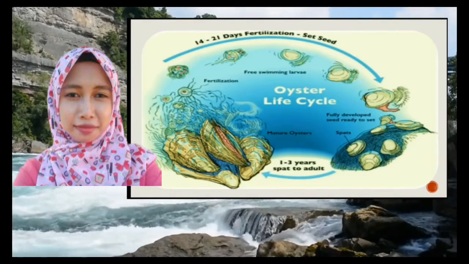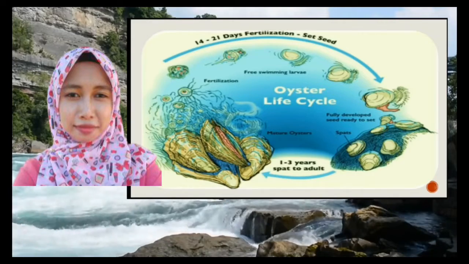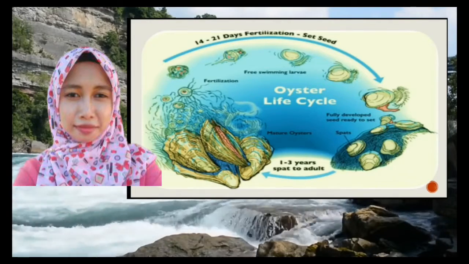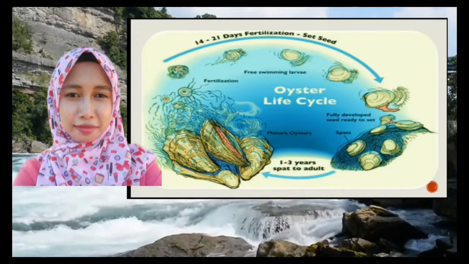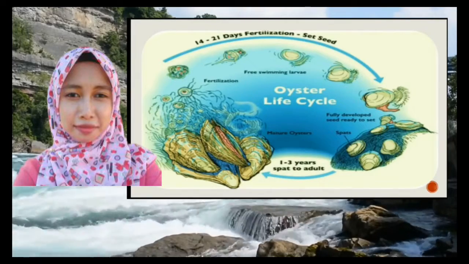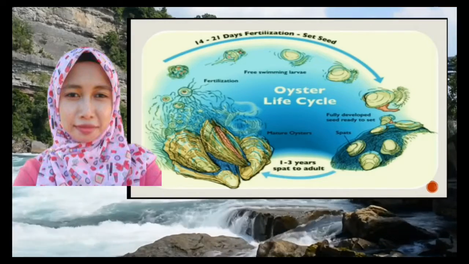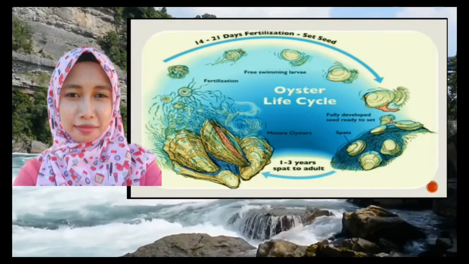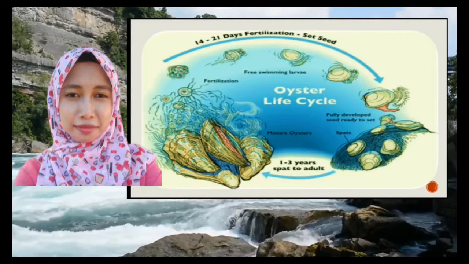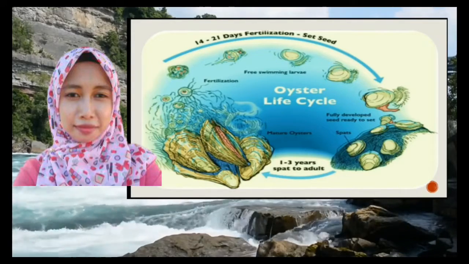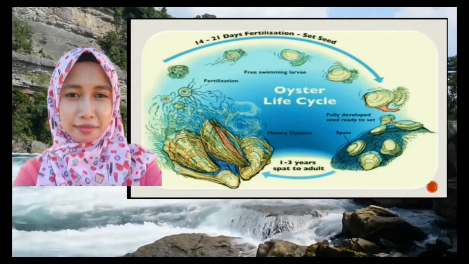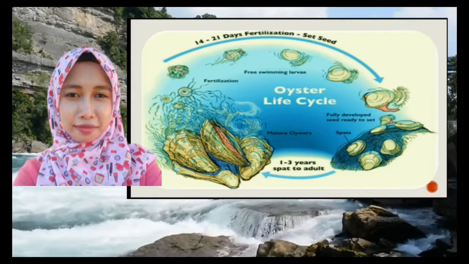After about 1 to 2 weeks, the free-swimming larval oyster develops a foot and prepares to permanently attach itself to a hard surface, usually an old oyster shell. This is called the pediveliger stage of its life cycle. Once the pediveliger is permanently attached, it is known as a spat.